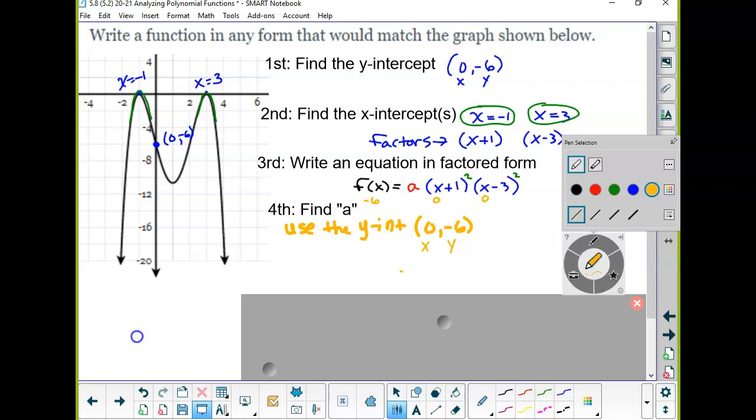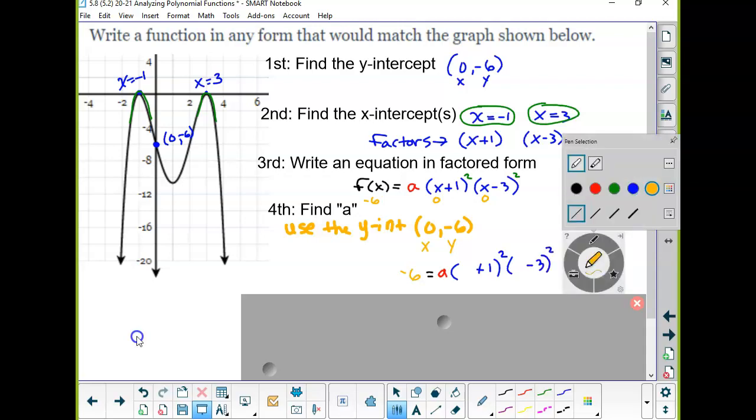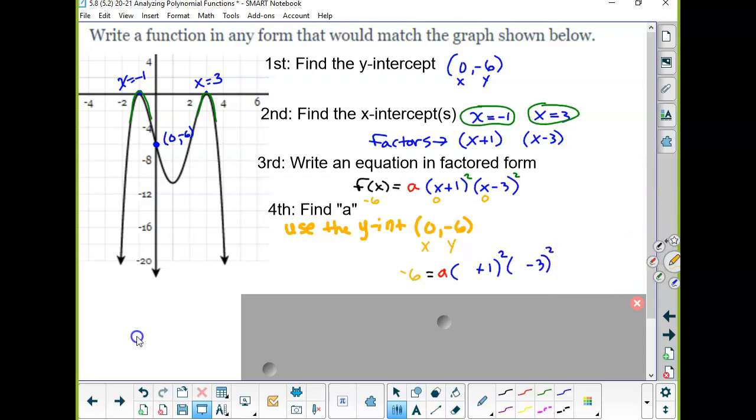So this will be what my work is. We're going to plug negative 6 in for f of x. And the reason why is if I plug 0 in here, f of 0 is negative 6. So when x is 0, the output is negative 6. That's why it is written that way. We don't know what a is. But I do know what x is.